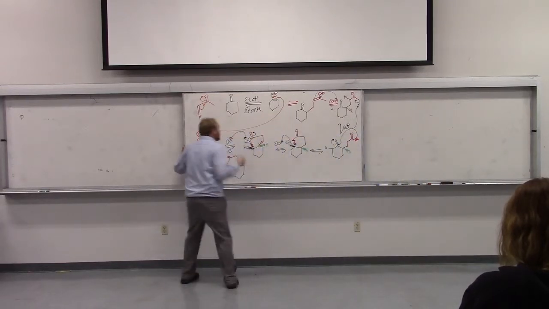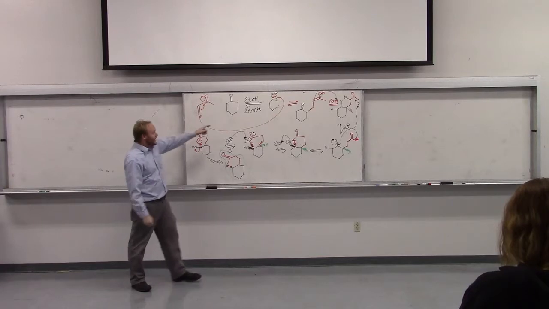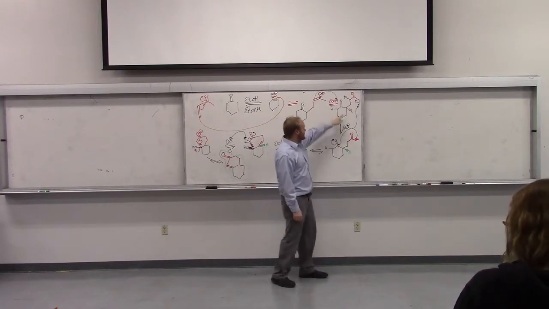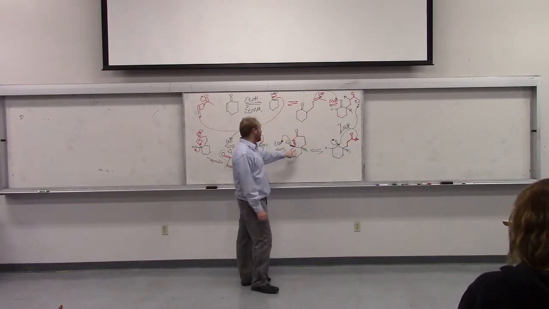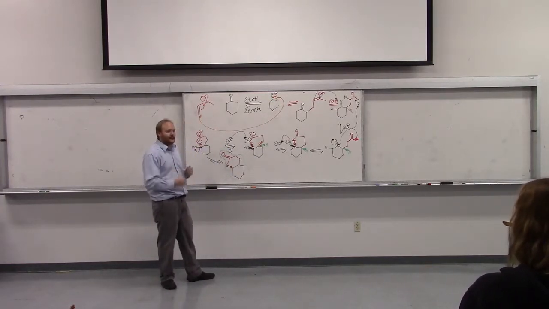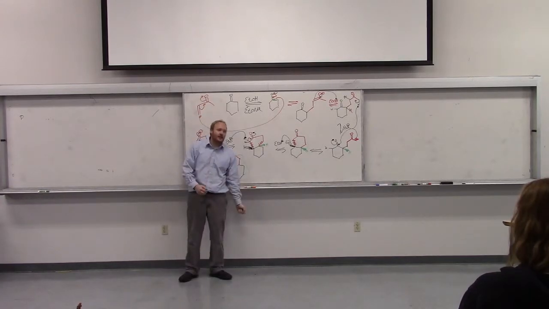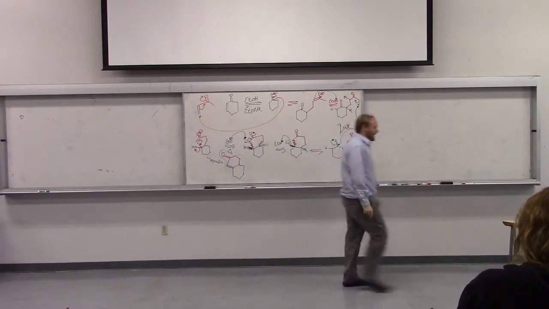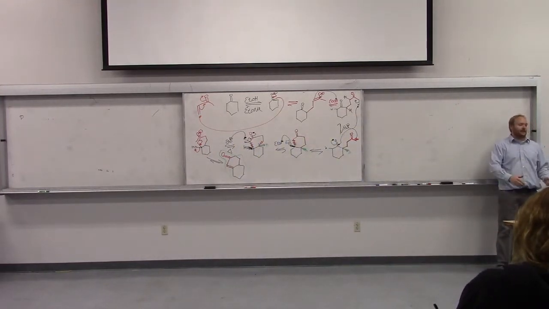Just to repeat the basic steps of Robinson annulation, it's enolate formation, followed by Michael addition, followed by second enolate formation, followed by aldol cyclization, and subsequent aldol dehydration. So basically, all the Robinson annulation is, is a Michael addition followed by an intramolecular aldol dehydration. This is an example of what we call a domino reaction or a cascade reaction, where two different reactions occur back to back.